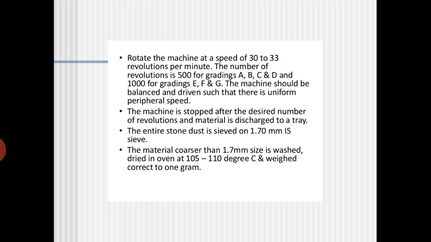So initially you have already taken the weight before adding to the Los Angeles machine. Then after these revolutions, take it out and sieve it through a 1.7 mm IS sieve. Then the material coarser than the 1.7 mm sieve is washed and dried in an oven, and finally the weight can be calculated. We normally wash it because if any dust particle is there, that can be removed.